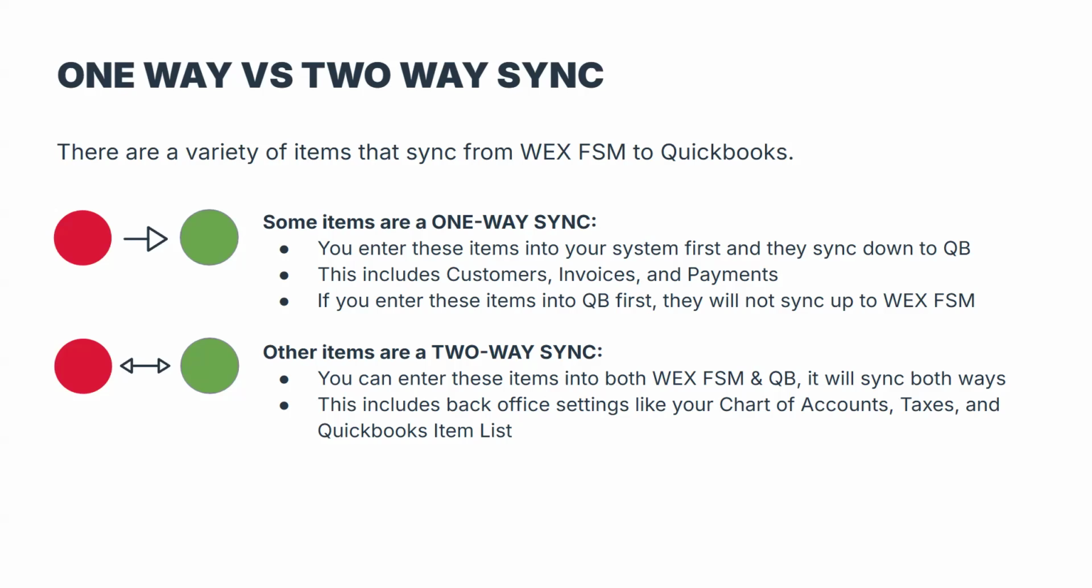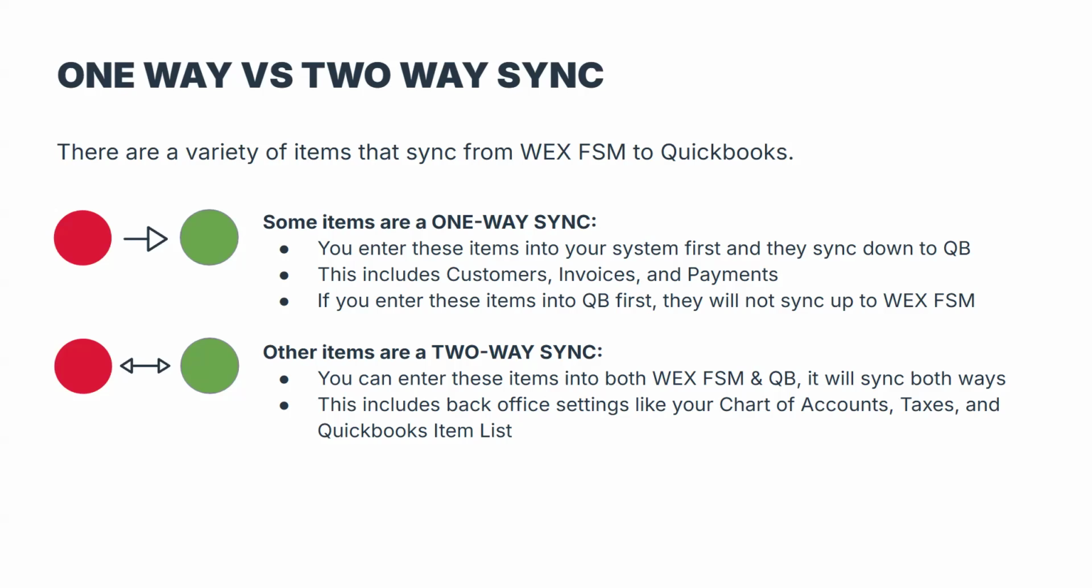Write it on a sticky note to remember, but those are the items you're going to enter into WEX FSM first. However, there are some two-way sync items, and those are items that you can update in both softwares. That would include things like your back office settings, your chart of accounts, taxes, tax groups, and your QuickBooks item list. We are going to take a look at what that looks like in the system in just a little bit, but just so you know, those items you can update in both places.